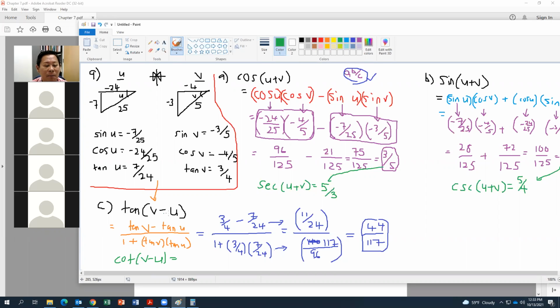So tangent of V minus U is 44 over 117. Can someone tell me what is cotangent of V minus U? 117 over 44. Yep. We are not going over the secant, the cosecant, and the cotangent one because in the test, usually I will ask one of these. You have to find the cosine or the sine or the tangent, depending on which reciprocal you're talking about. Do what we did here, and then you flip it at the end.